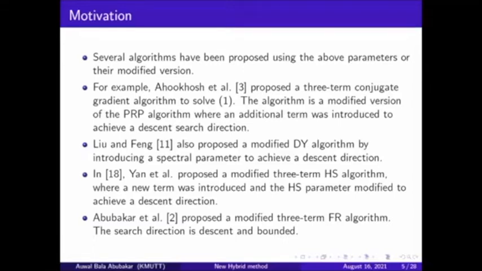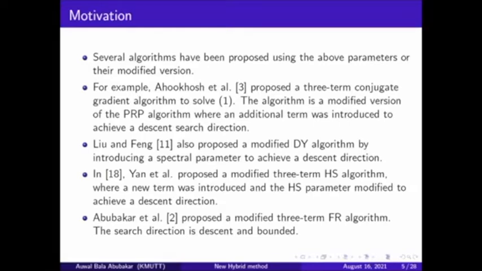Also, Abubakar et al. proposed a modified Fletcher-Reeves algorithm by adding another term to the Fletcher-Reeves algorithm such that the search direction is descent and bounded. So these are some of the motivation in one sense. What we are going to propose is to add an additional term to the direction just to achieve that particular property we are interested in.